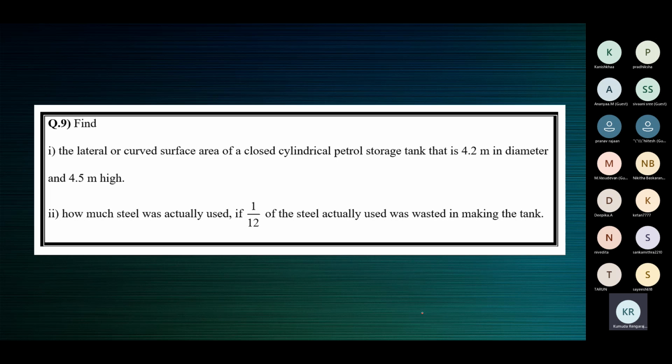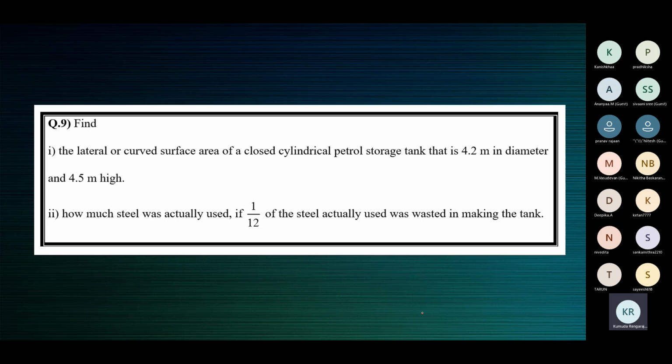So that is the curved surface area or the lateral. The other term for curved is lateral. So the lateral surface area or the curved surface area of this tank is 59.4 meters square. What did you say, children? 59.4 meters square. All right.